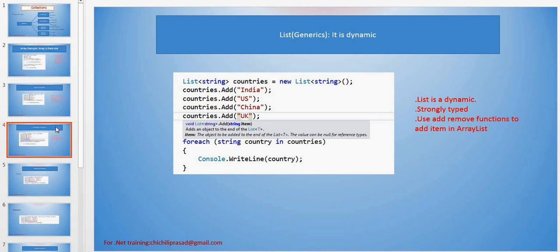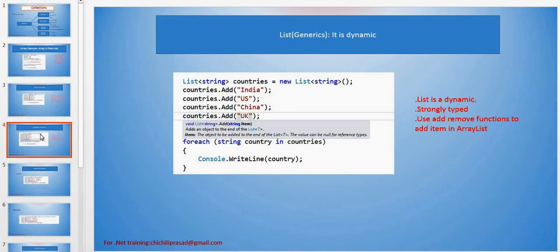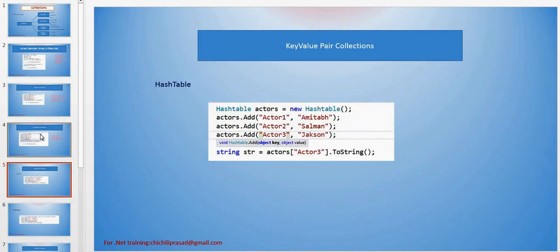this is strongly typed. Whenever you are declaring a list of string, all the values you are adding must be string only, not any other data type. At compile time, whenever you add any other data type, it will throw an error, but not in the array list. Okay, so that concludes index based collections. So we will move to key value pair.